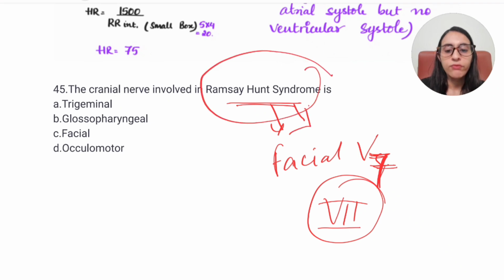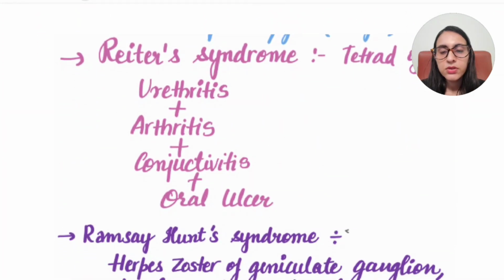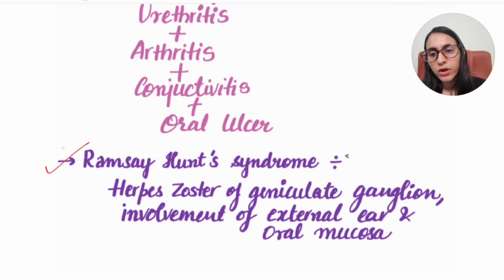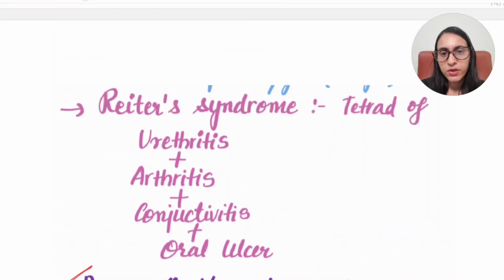and it affects the facial nerve, often leading to facial weakness or paralysis along with a painful rash in the ear and the mouth area. So it involves the facial nerve. Now, we have covered this in the oral pathology and oral medicine crash course lecture. Ramsay-Hunt syndrome is the herpes zoster of the geniculate ganglion, with involvement of the external ear and the oral mucosa.